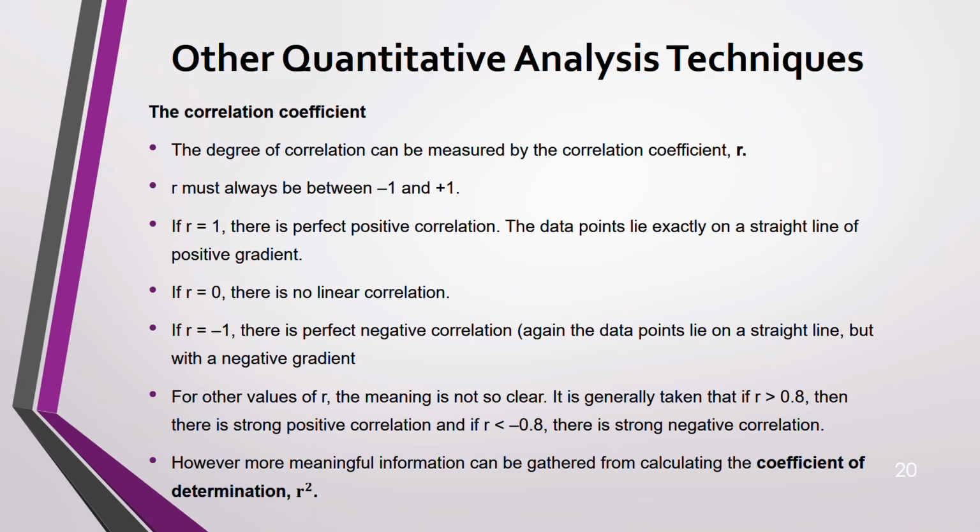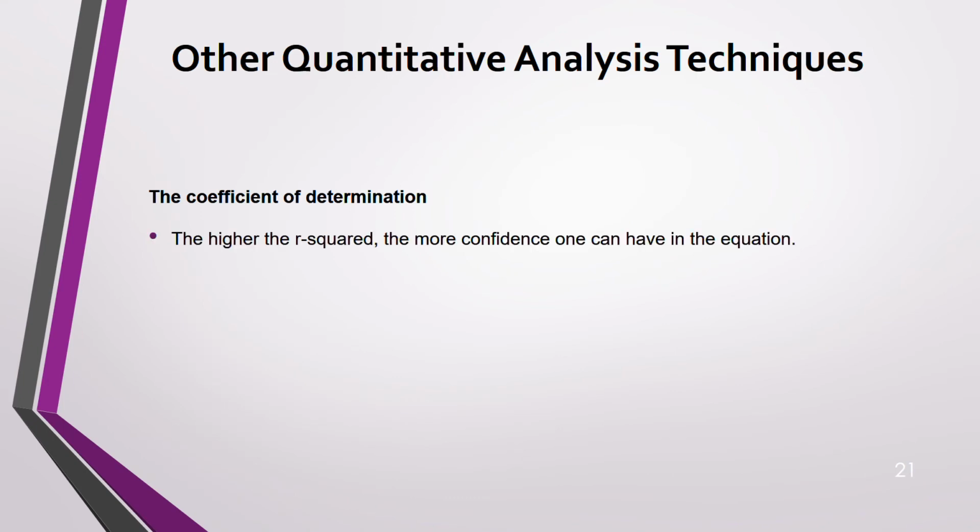But you can gather even more meaningful information by having R squared. You read it as R squared. That is known as the coefficient of determination. So where they give you both R and R squared, decide based on R squared. R squared is more effective than R. That means the more confidence you can have in an equation. That is the meaning of R squared. The higher this R squared, the better it is for you, because higher R squared means you can have more confidence in the equation.